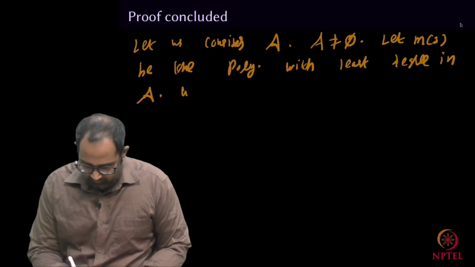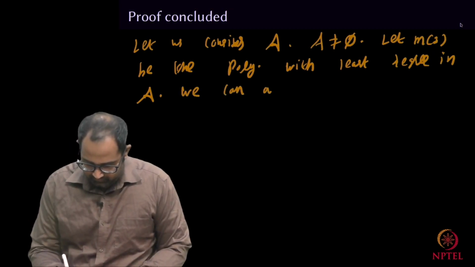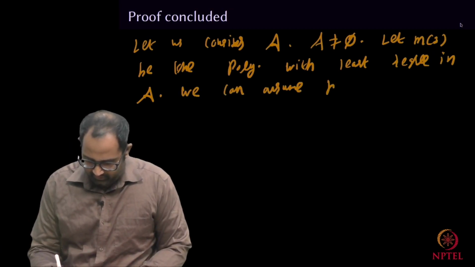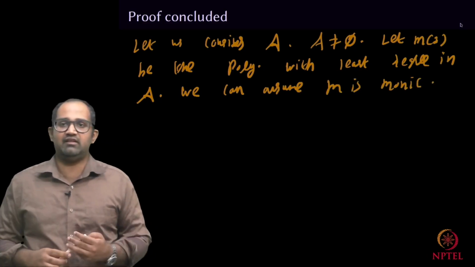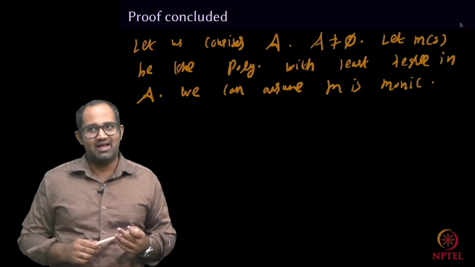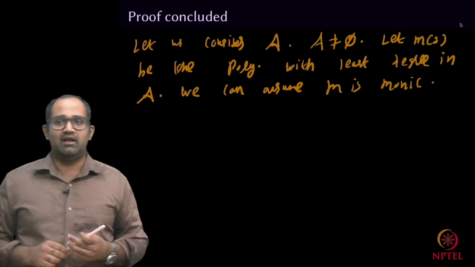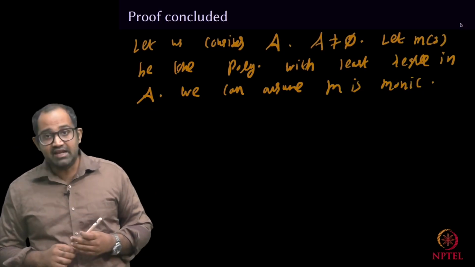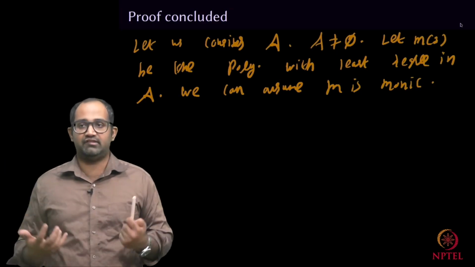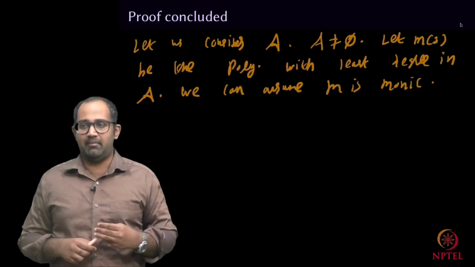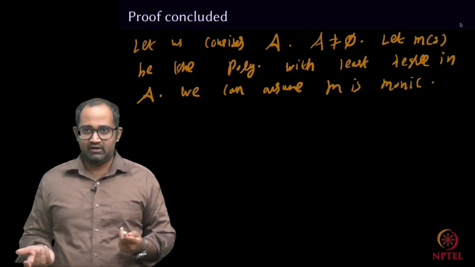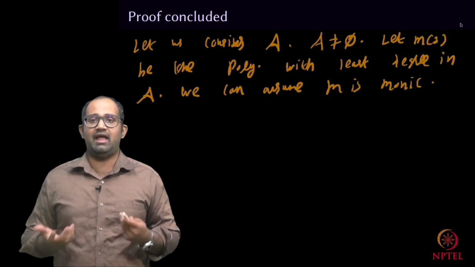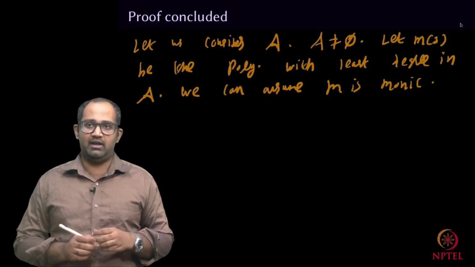We can assume M is monic. Why can we assume M is monic? Well, for stupid reasons, we can just divide by the leading coefficient and make the leading coefficient 1. Remember, the polynomials are over a field, so inverse elements exist for the scalars, right? So we can assume that M is monic. We want to show that this M is unique. We also want to show that M divides every other polynomial in A.